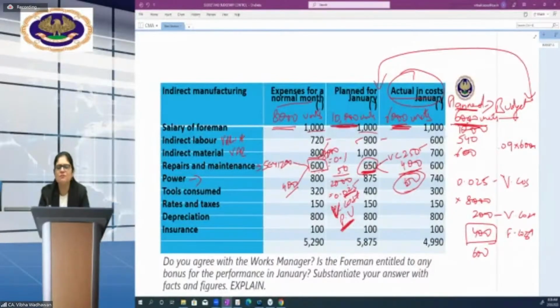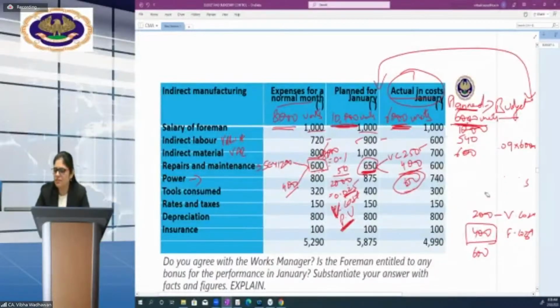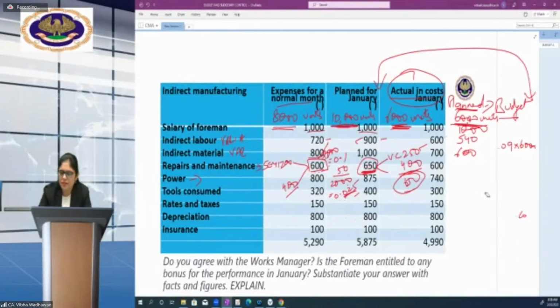Fixed cost is 400. Fixed cost is going to remain the same for 6,000 also. Calculate repair and maintenance cost for 6,000 units in the same way. 0.025 is the variable cost per unit and 400 is the fixed element in it. So please calculate and tell me how much will be the cost for 6,000. I'm just erasing it off so that you know.